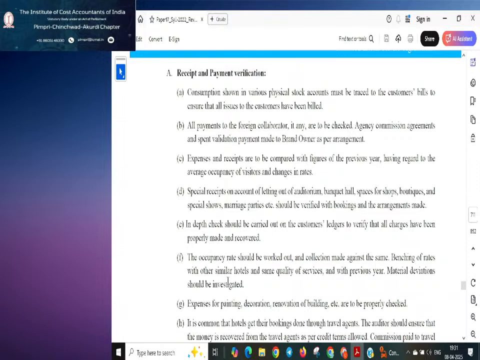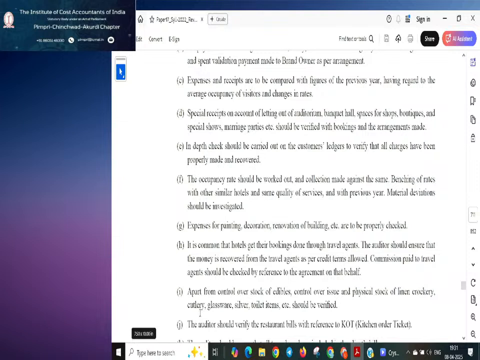So here with the bookings, how the payment is released, because there will be advance booking. So how the money is collected and how it is settled when the function is done and when they check out. So an in-depth check should be carried out on the customer's ledgers to verify that all charges have been properly made and recovered. The occupancy rate should be worked out and collection made against the same. Benchmarking of rates with other similar hotels is also important, taking into consideration the quality of services. Material deviation should be investigated.